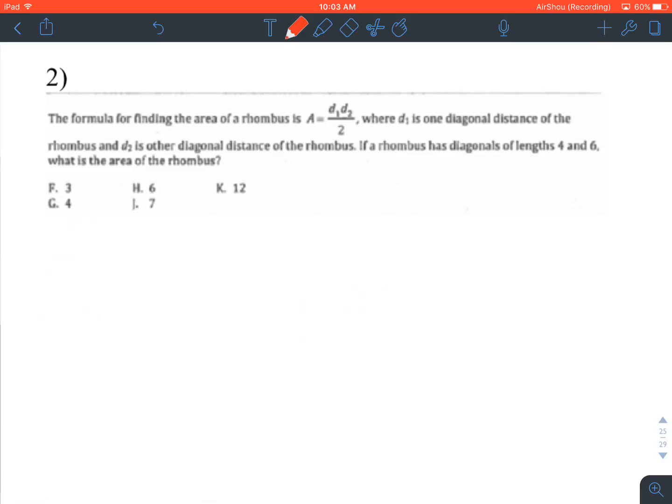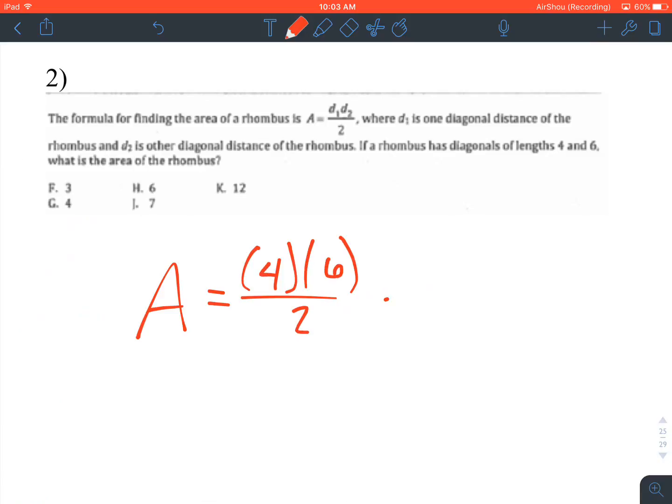Number 2, the formula to find the area of a rhombus is d1 times d sub 2, where those are the diagonals, divided by 2. If the rhombus has diagonals of length 4 and 6, what's the area? So area is 4 times 6 divided by 2, it's 24 divided by 2, it's 12.